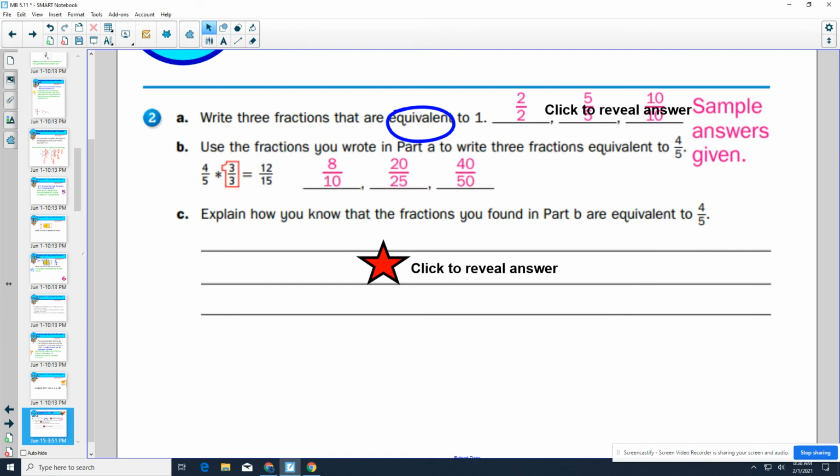You can see we chose to do 3/3 as an example here. So 4 times 3 is 12, 5 times 3 is 15. Then we decided to do 2/2, so 4 times 2 is 8, 5 times 2 is 10. 4 times 5 is 20, 5 times 5 is 25, so 20/25, and 40/50 when you multiply by 10/10. Each of these is still equivalent to 4/5. It just gives you new names for those, right?